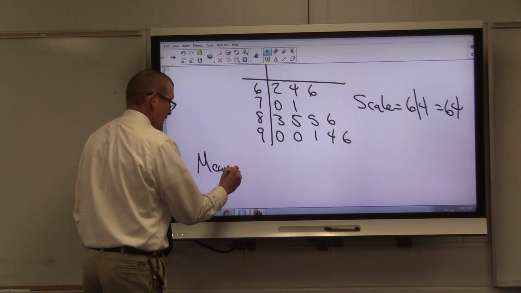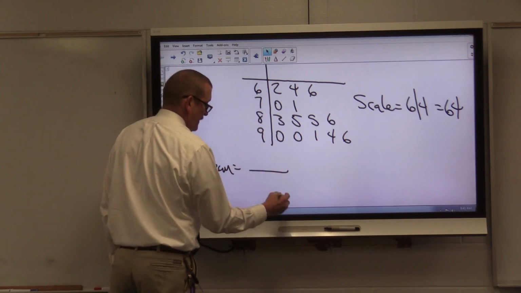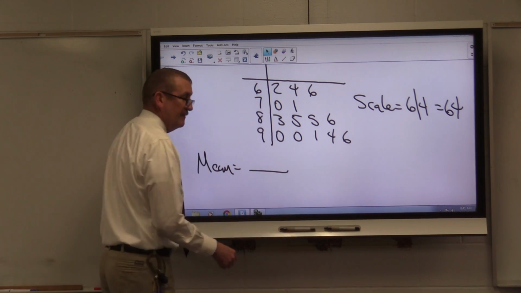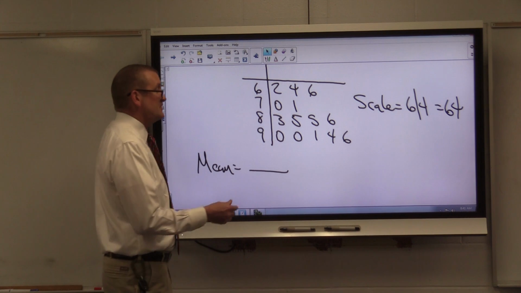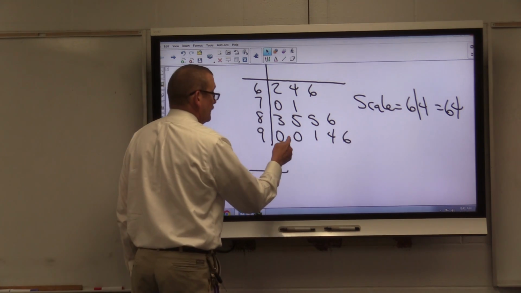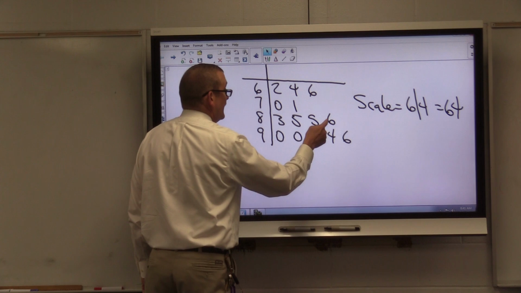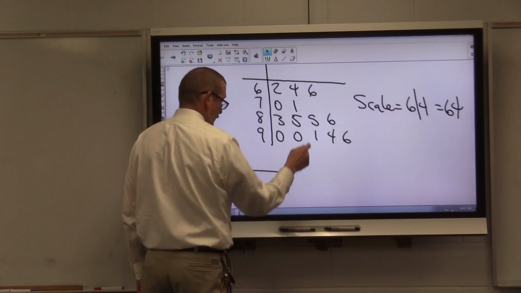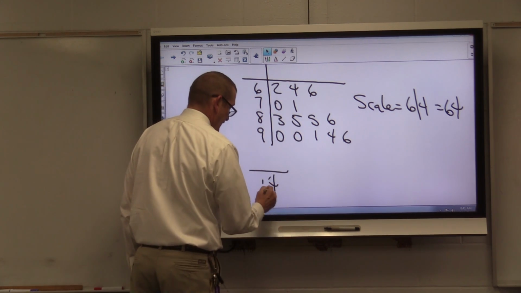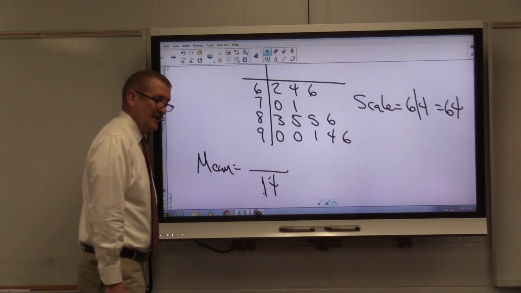Mean. I'm going to take the sum of the entries and divide it by the total number in the data set. Well, I have 1, 2, 3, 4, 5, 6, 7, 8, 9, 10, 11, 12, 13, 14. I have 14 in my data set.